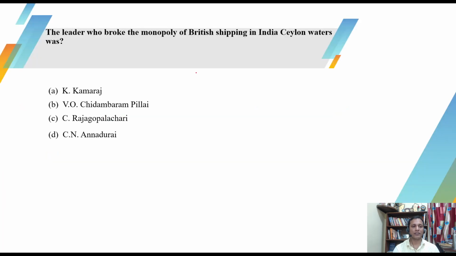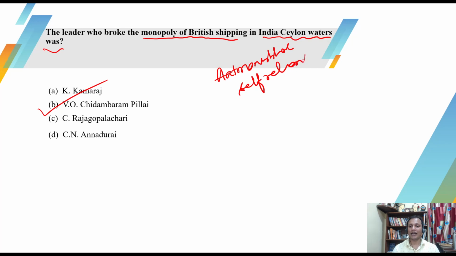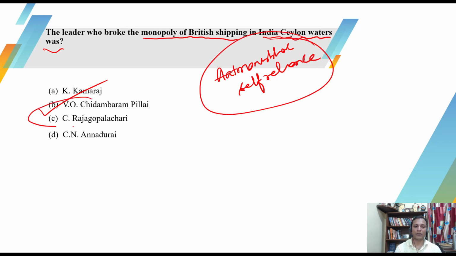So the question goes like this: the leader who broke the monopoly of the British shipping in the Indian Ceylon waters was, the answer is V.O. Chidambaram Pillai. Guys, why did I frame this question? When we are today talking about Atmanirbhar Bharat, when we are talking about self-reliance, in that context V.O. Chidambaram Pillai becomes very important because he was the person who started the first Swadeshi shipping company, who broke the monopoly of the British shipping in India.